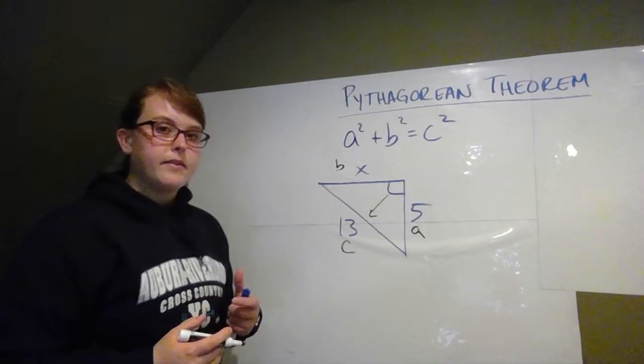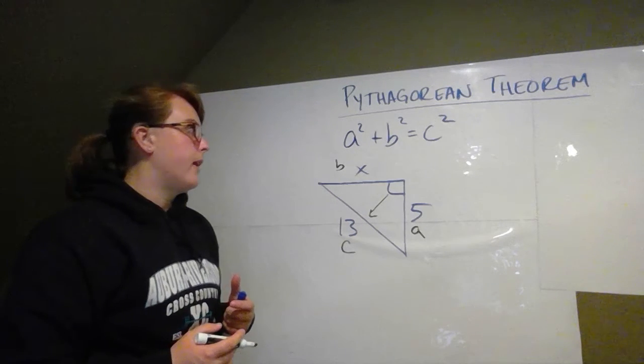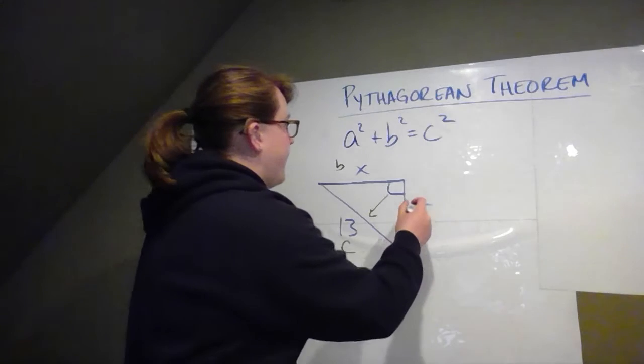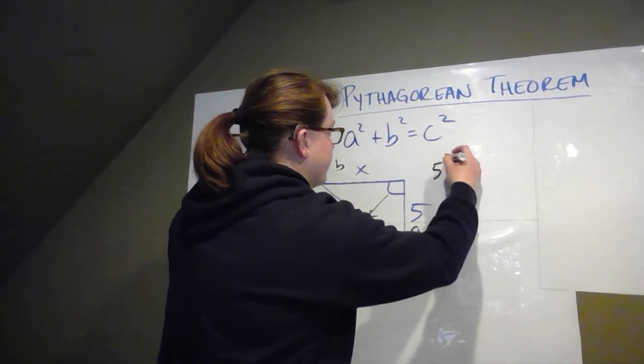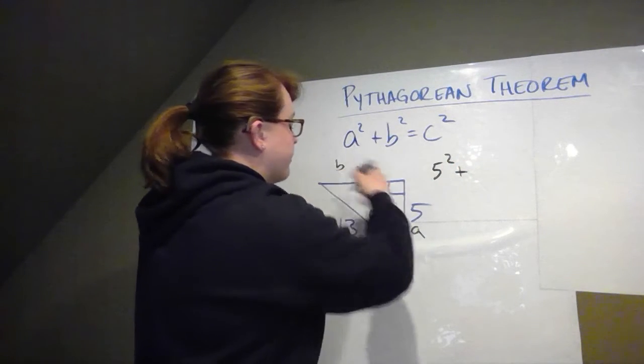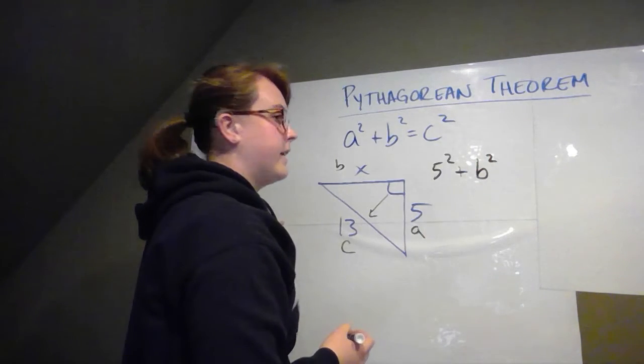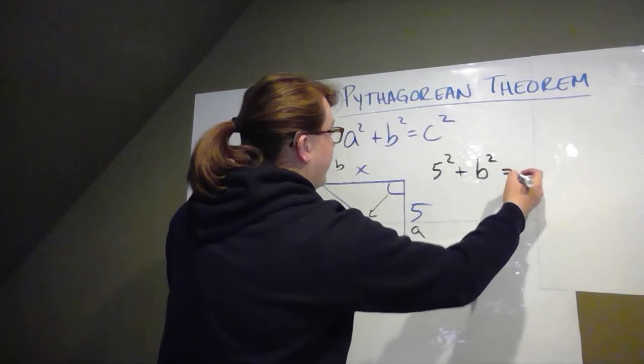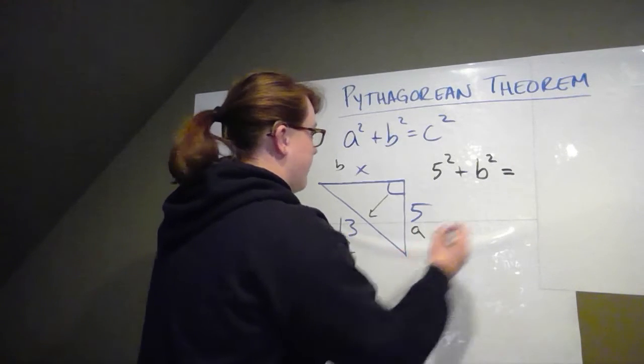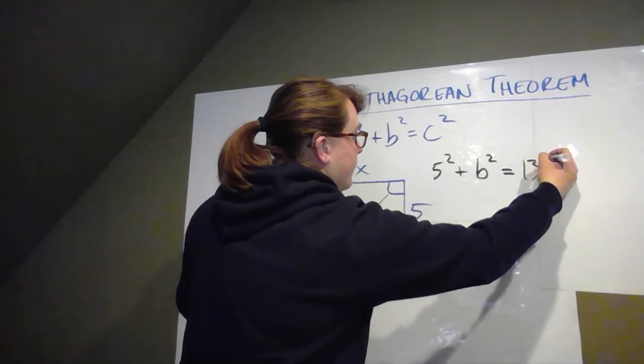And then we're going to plug things into the Pythagorean theorem, just like we did on the last one. So we have A squared, so 5 squared, plus B squared. I don't know what B is, so I'm just going to leave it as B squared. You could put X if you would like. And then equals C squared, so 13 squared.